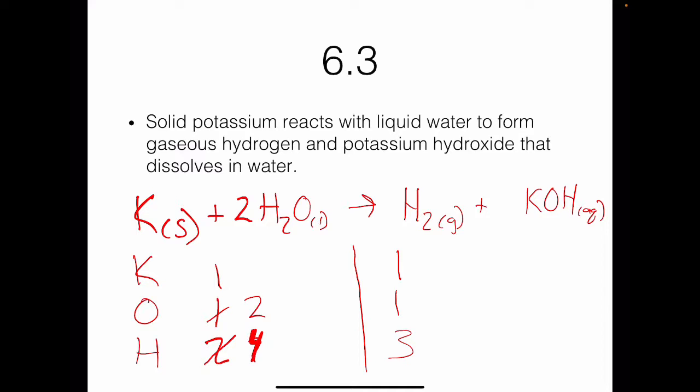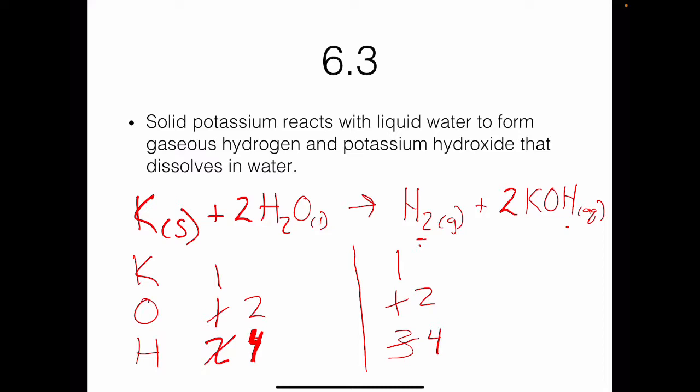Now we can see on the right, potassium is still balanced. We haven't touched that yet, but we do need 1 more oxygen and 1 more hydrogen. And we don't want to touch this first H2 because it doesn't have the oxygen in it anyway. But if we look at the other compound, the potassium hydroxide, the KOH, we can see that this has both an oxygen and a hydrogen in it. And since we need 1 of each, if we put a 2 in front, that gives us a total of 2 oxygen and a total of 4 hydrogen, 2 from the potassium hydroxide and 2 from the H2.